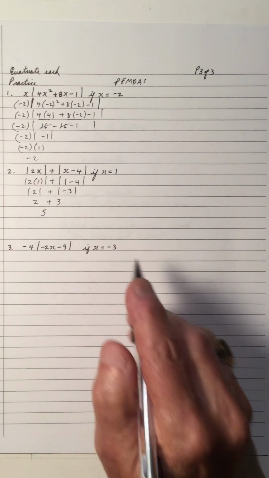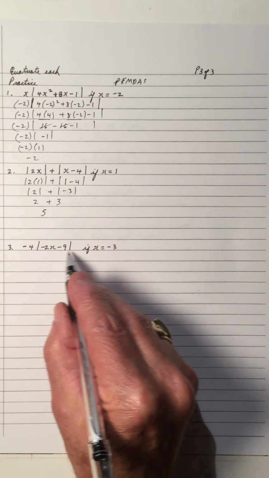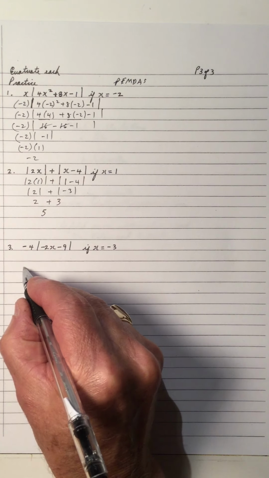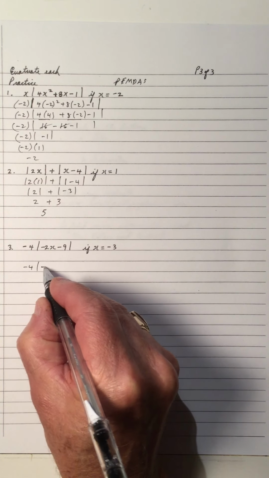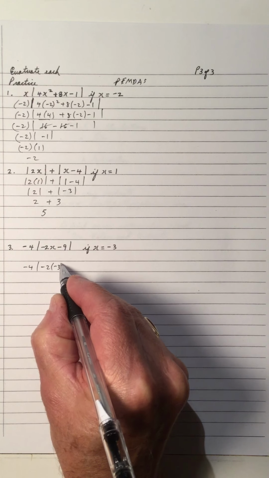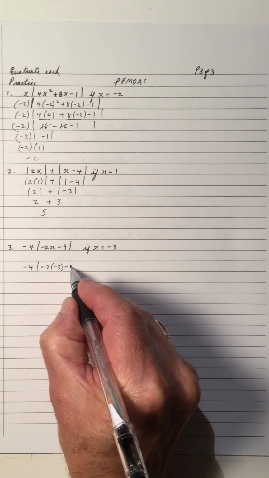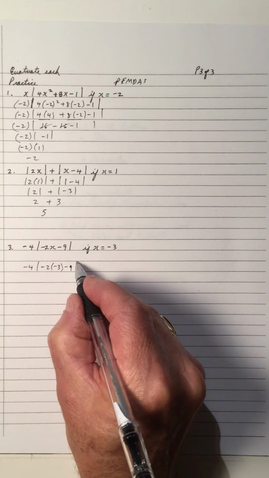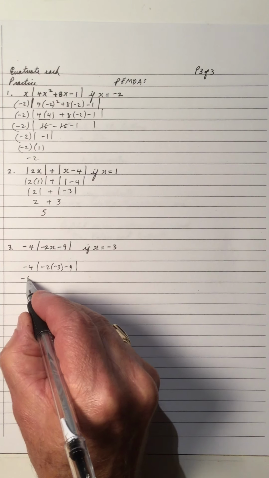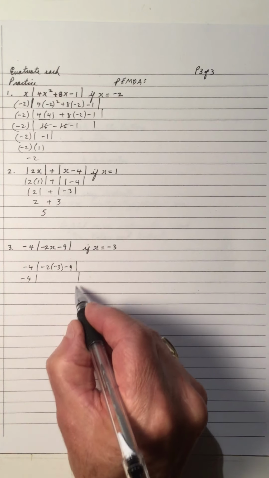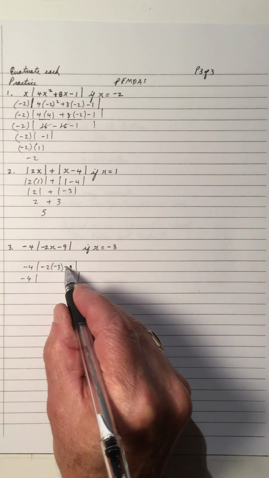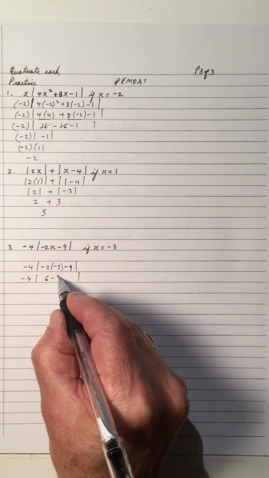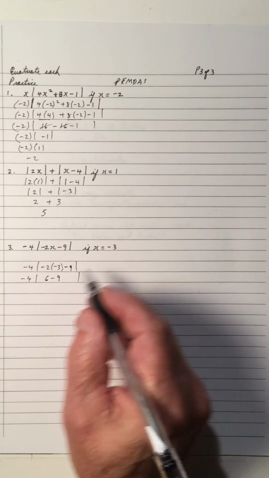And the last one to do, we have to evaluate this when x is negative 3. So negative 4, sub in a negative 3. Notice I'm putting brackets around the x. When I sub in place of x, I put a bracket to make sure. I have to do the inside of this. I have a multiplication and a subtraction. So multiply first. Remember, PEMDAS.